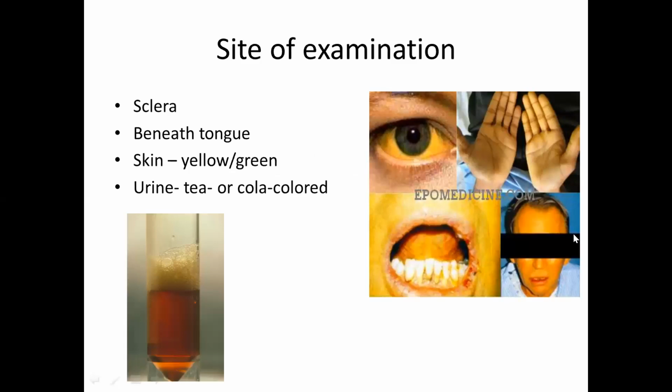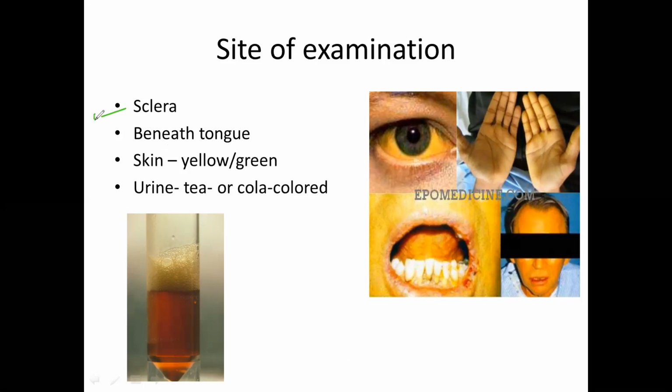So, first of all, what are the sites of examination where you can see the yellowish discoloration? The most common site for yellowish discoloration of bilirubin is the sclera. So it is the first sign. Whenever you get yellowish discoloration of the sclera, it means the patient has jaundice and the serum bilirubin level is more than 3 mg per dl.